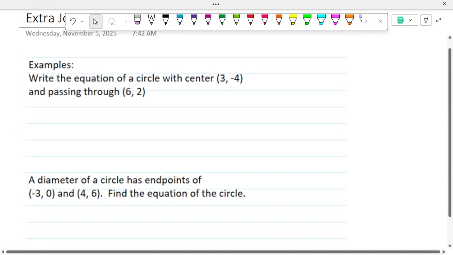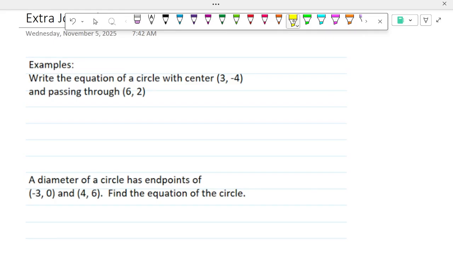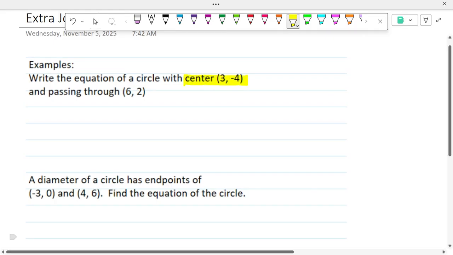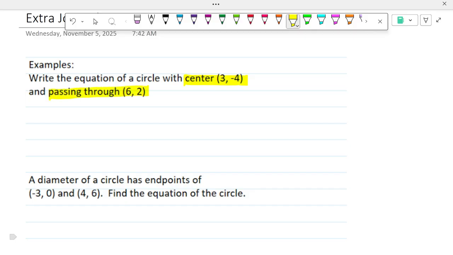we're going to write an equation of a circle with a center of 3, -4, but it passes through this point. So in other words, what am I missing? The radius. This is similar to the ones we did on Monday, where we just have to imagine where the points would be. So if I look at a graph, all right, 6, 2 would be about right here.